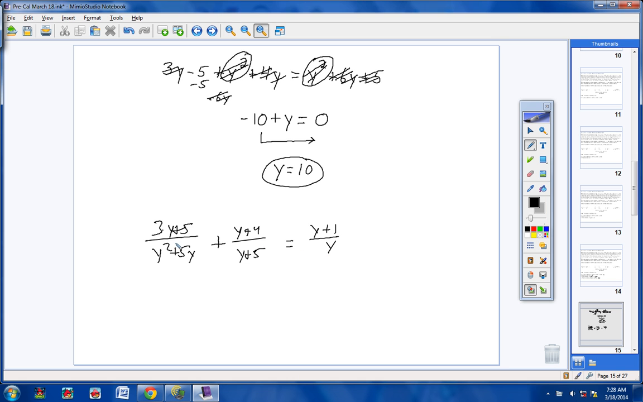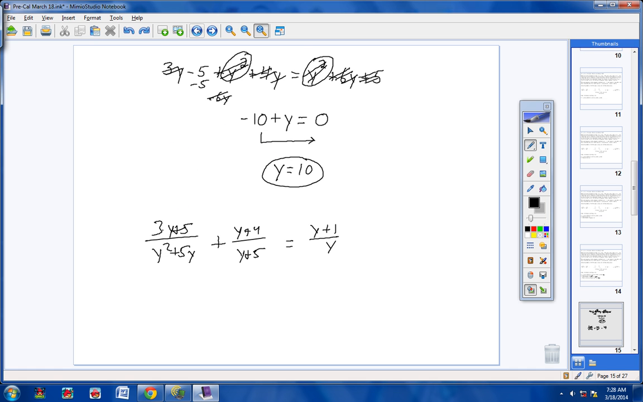Checking this quickly, making sure it's right. And looks like it is. Okay, now it looks like 10 works. Everywhere you put a 10 in here, you will get out a denominator that is not 0, and so 10 should work. Okay, so everything looks good there.